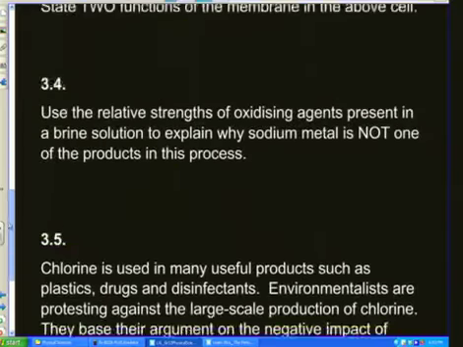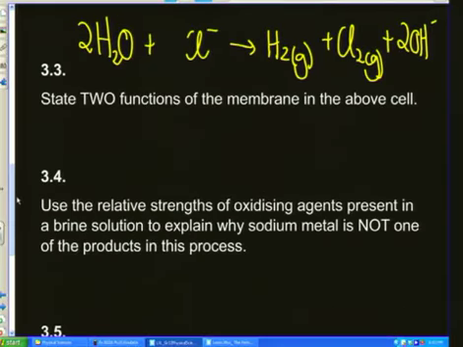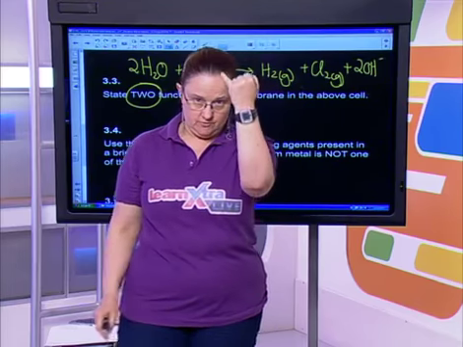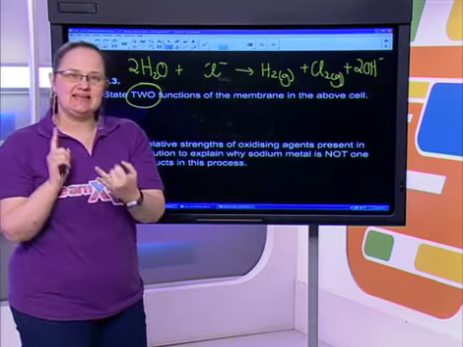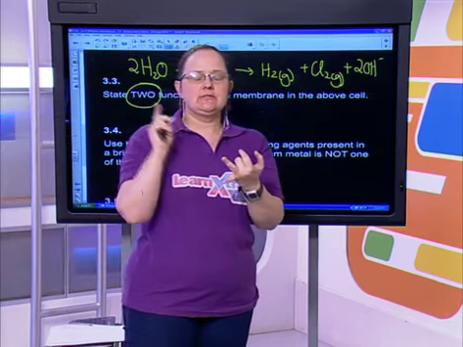Now it says, oh, look at this. Name 2 functions. No, that's the eraser. It's not going to help me. 2 functions of the membrane. Now I didn't actually talk about this. Number 1, it allows the cations to move from the anode to the cathode. And number 2, it keeps the products separate.